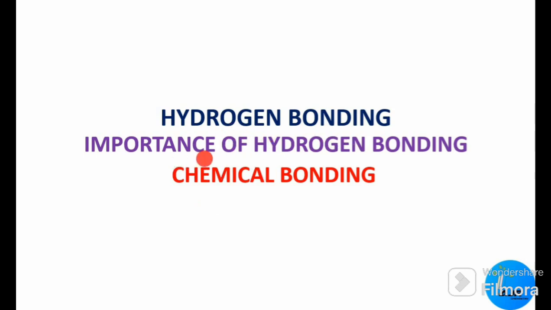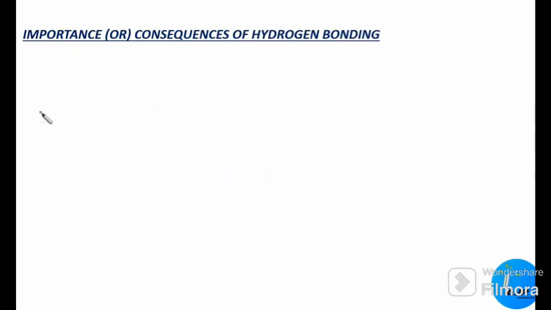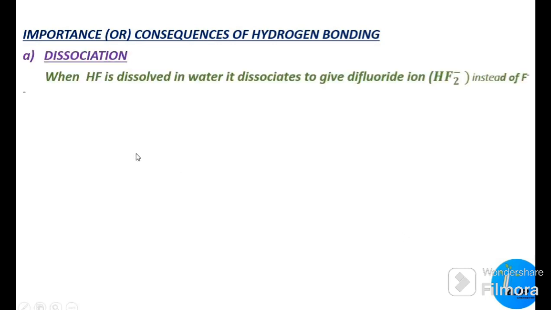Today we are going to see the importance, that is, the consequences of hydrogen bonding. Under the significances of hydrogen bonding, the first point is dissociation. For example, when HF is dissolved in water, it dissociates into the difluoride ion, HF2 minus, instead of F minus. HF on dissociation gives H plus and HF2 minus. Actually, this is abnormal behavior. Normally, we would get H plus and F minus, but we are getting HF2 minus.